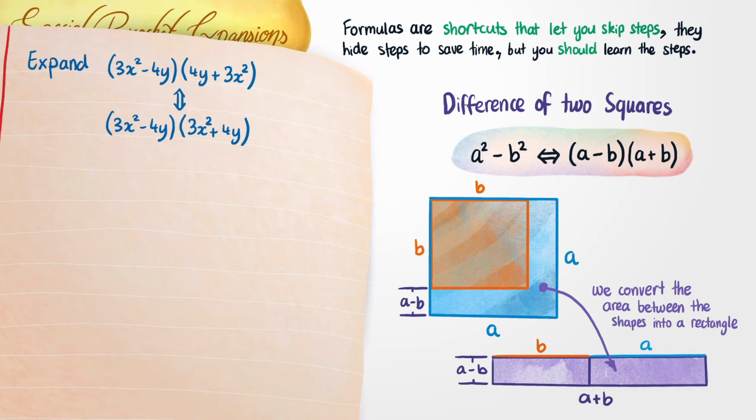Now, a perfectly good way to expand this is to use the rainbow or FOIL method. You could just multiply this by this, then this by this, and then this by this, and then this by this. And I urge you to try that and see what happens. You'll notice quite a few things cross out.